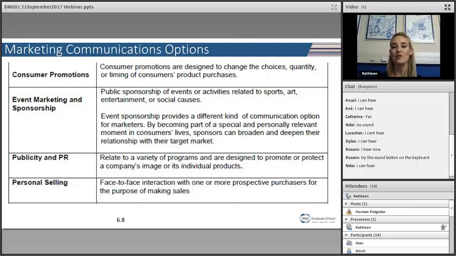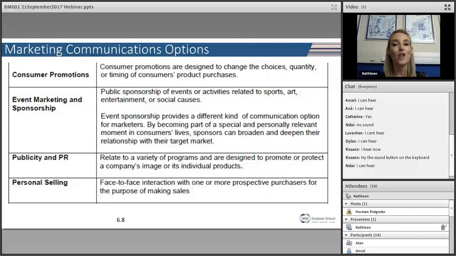And these are any types of programs that we run that are designed to promote goodwill or just enhance our image within the general public. Normally, publicity and PR are free of charge. We have very little control of them as marketers. We send out press releases or we host charity events, and we would hope that editors would pick up, or journalists would pick up that information and share it via newspapers, magazines, radio, TV, even blogs, social media sites, that type of thing.